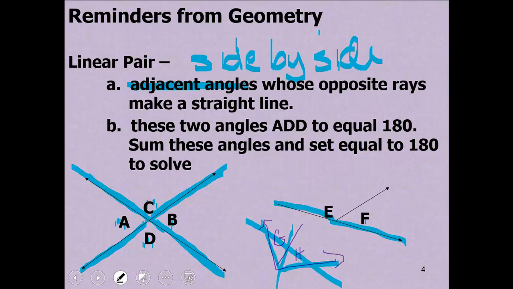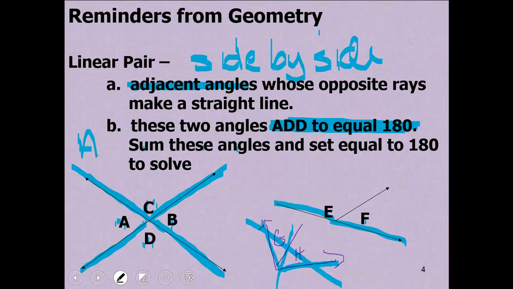Okay? Now, the next beautiful thing about linear pairs is that those adjacent angles add up to equal 180. You like how I went over and over that? I'm thinking that I'm making a point here. I cracked myself up.